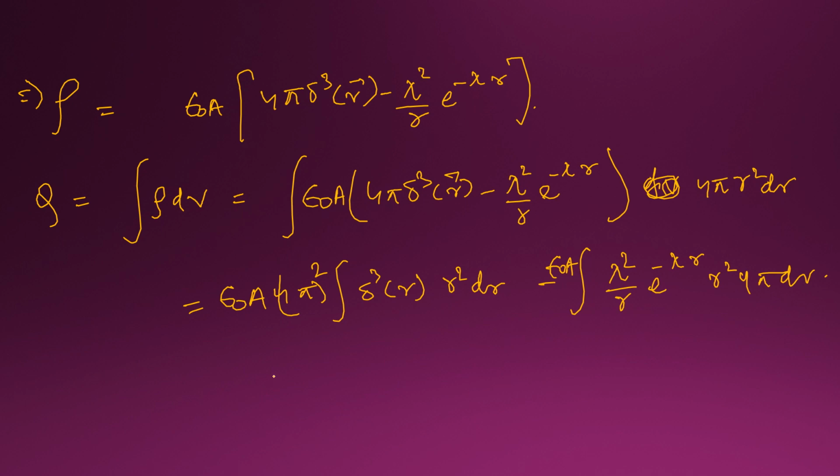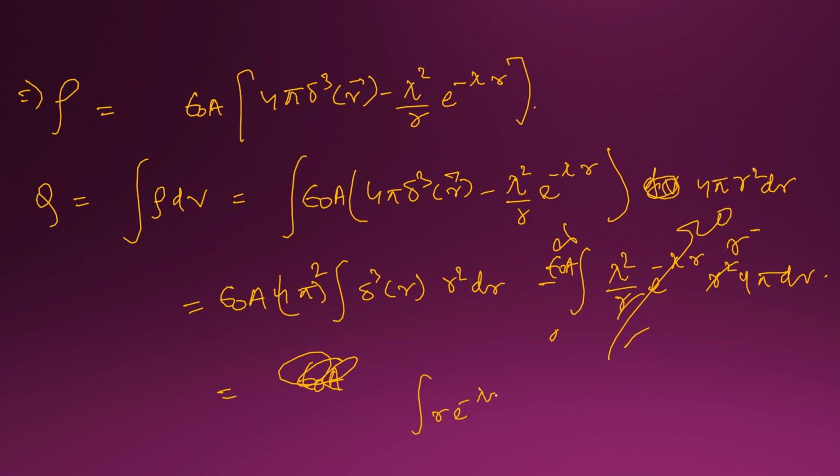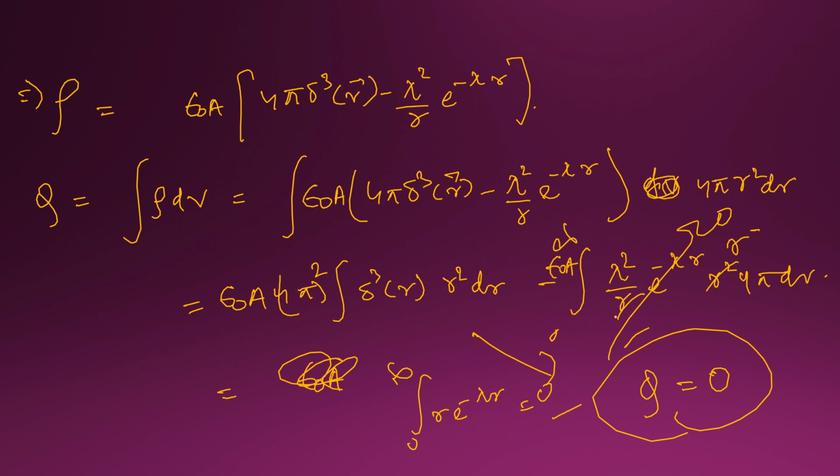So if you calculate all this, everything will come out, and this is actually 4 pi. And this one will be 0. Right? This is 0 to infinity. The whole thing will be 0 because R e to the minus lambda R at 0 is 0. So if you calculate, you will get Q is equal to 0, if you just put the values.